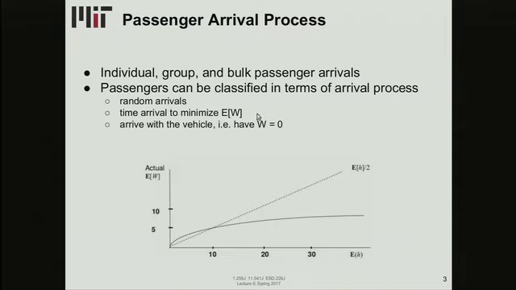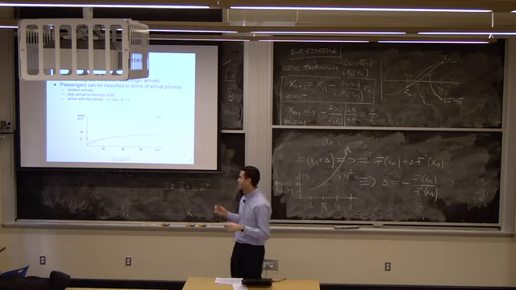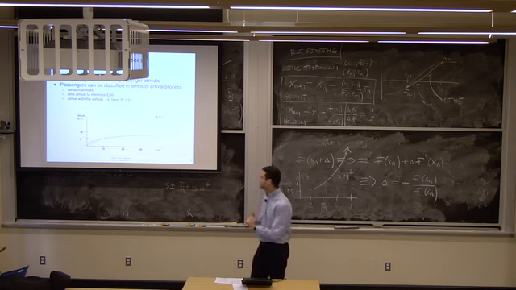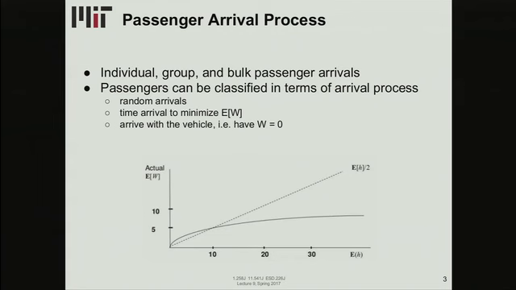Okay, then some passengers will time their arrivals to minimize waiting, right? So this could be that you have a phone app or a schedule, and you show up a couple of minutes before. You're trying to minimize your waiting time. You're trying to arrive shortly before the vehicle departs. And then there's the running to the vehicle before it leaves the stop, and therefore have no waiting.